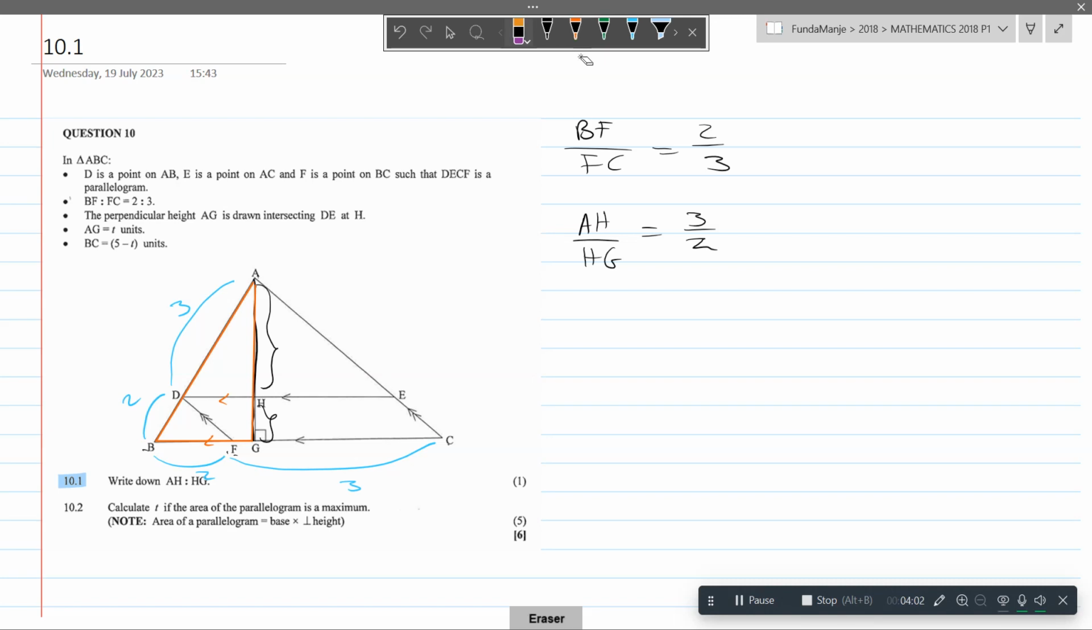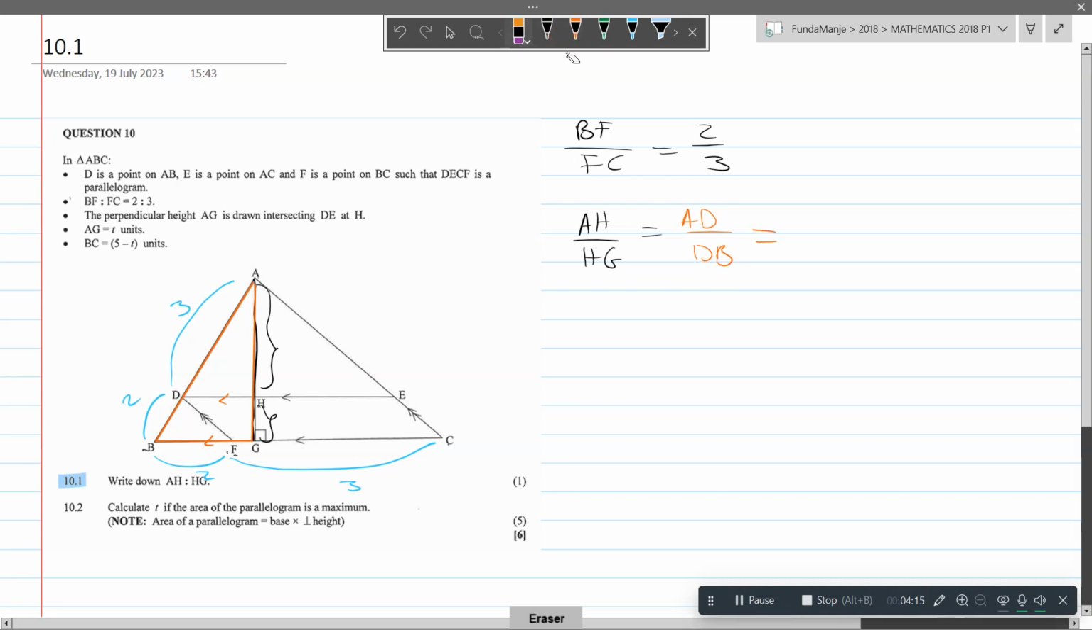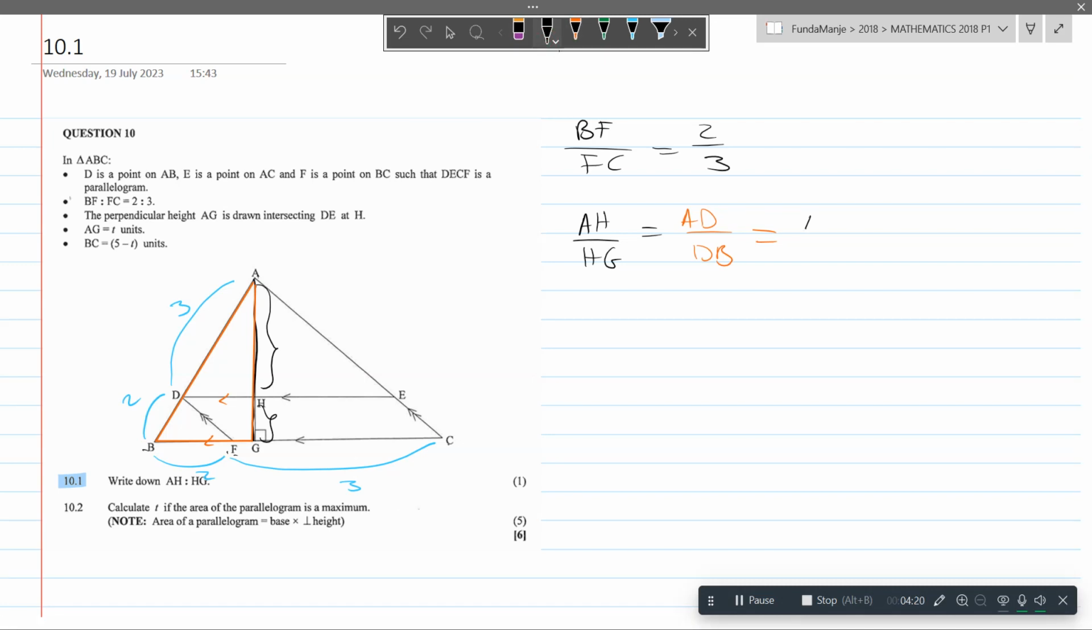So if you were to write it in full, you'd say AH over HG is equal to AD over DB. But we know AD over DB is equal to CF over FB. So that is equal to FC over BF. And that is just the inverse of that, which would be 3 over 2. So there's your answer.